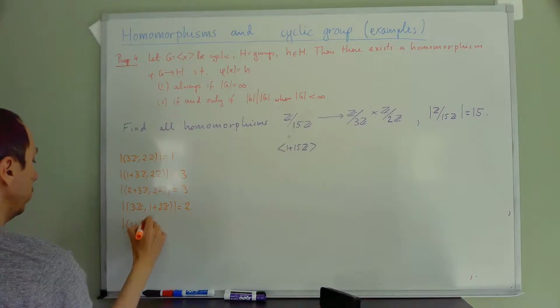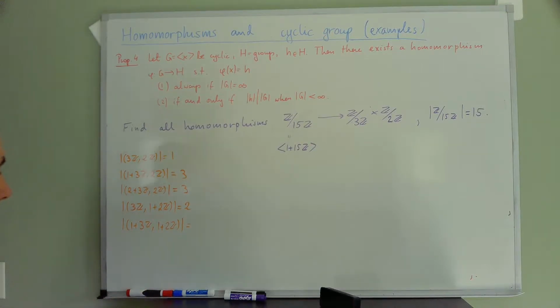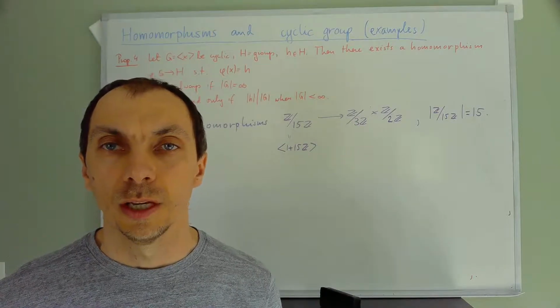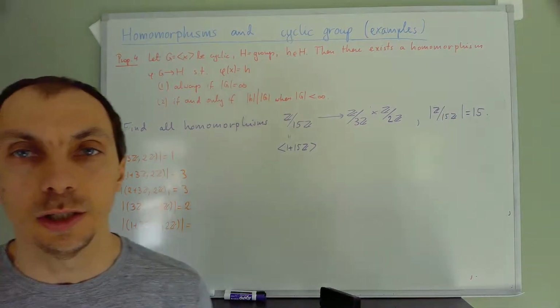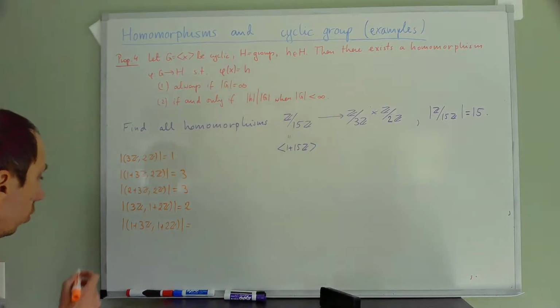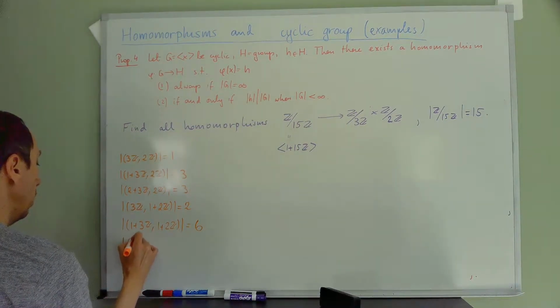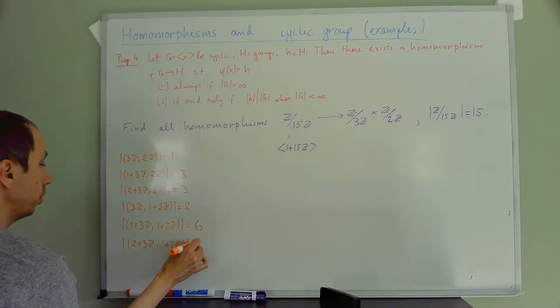Let's try (1 plus 3Z, 1 plus 2Z). To get the identity on the first component, I need to add this element at least 3 times, so the order is divisible by 3. On the other hand, to get the identity on the second component, I need to add this at least 2 times, so the order is also divisible by 2. So the order of this element is actually 6. If you add it 6 times, this will become 6 plus 3Z, and this will become 6 plus 2Z, and that's the identity. And finally, (2 plus 3Z, 1 plus 2Z), similarly you compute the order is 6.